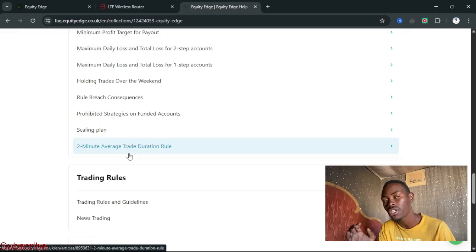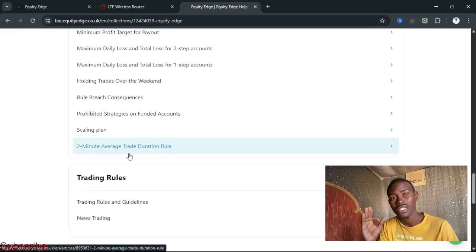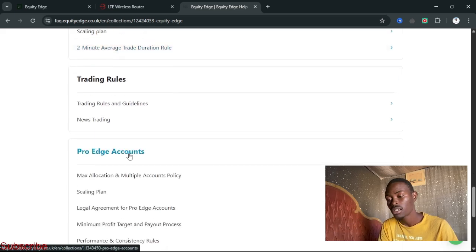Make sure you read everything, because in the prop firm industry, the only thing that is very important is the rules. Like for Equityedge, before you start trading, read the rules first. Even before you buy the account, read the rules first, because there are some traders that trade full margin, placing 50 trades in a minute. In prop firms, we don't do that. You just calculate your lot size, and then you place just one trade. I hope you understand that.